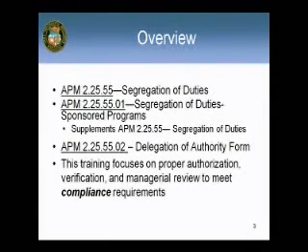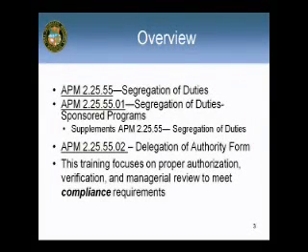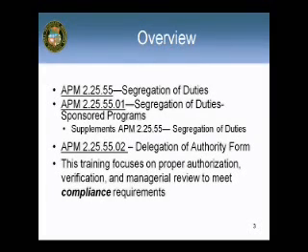Segregation of duties is in the APM, which is the accounting policy manual, which is on the controller's website. And what you'll find is that there's a 2.25.55 and then a .55.01. And the segregation of duties form is in 01.